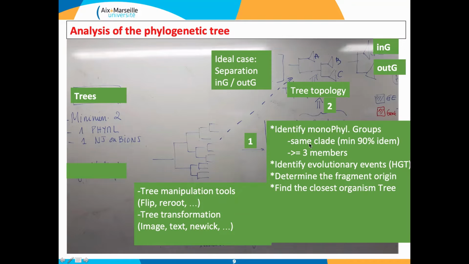at least 90% of the members of that group belong to the same clade. You should also have at least 3 members. Okay? So by doing that, you are drawing what is called the tree topology. We are going to do that.